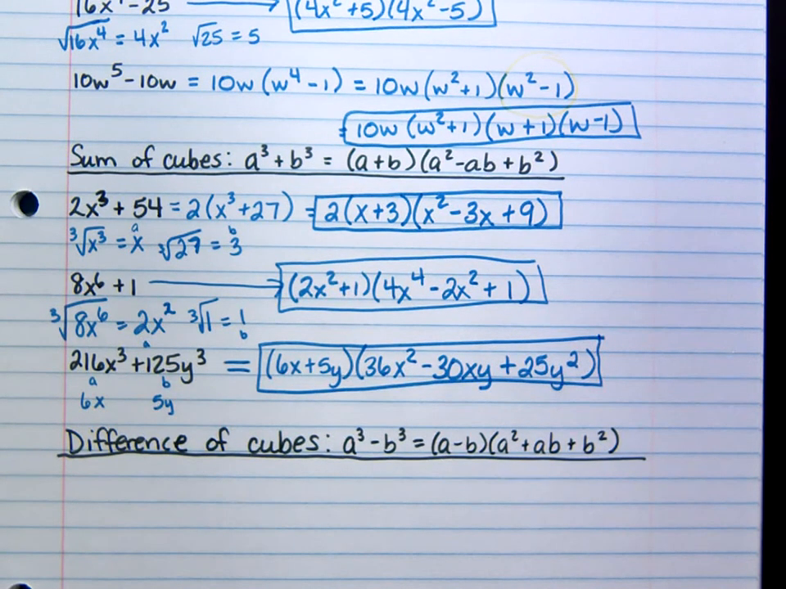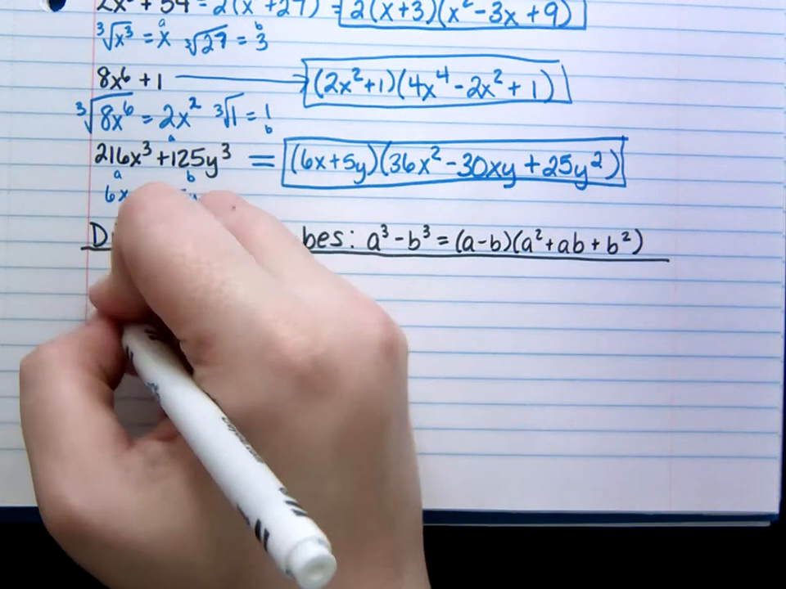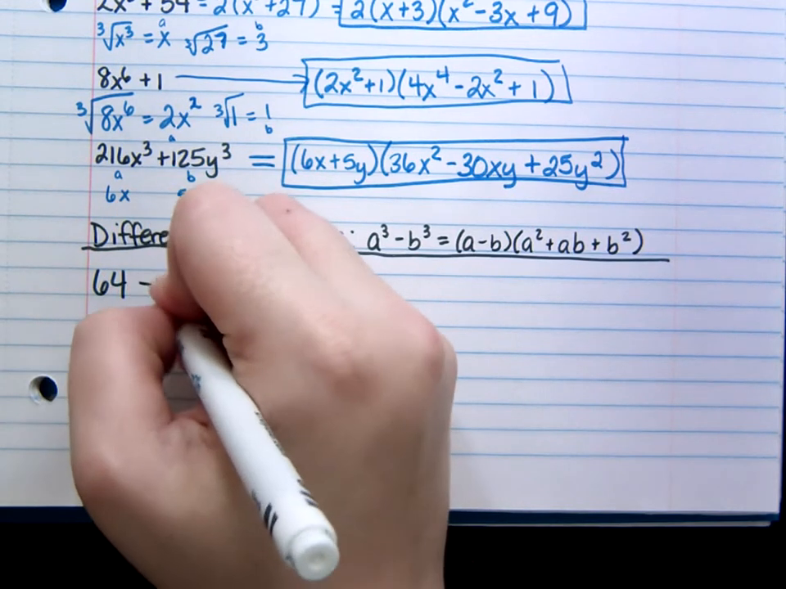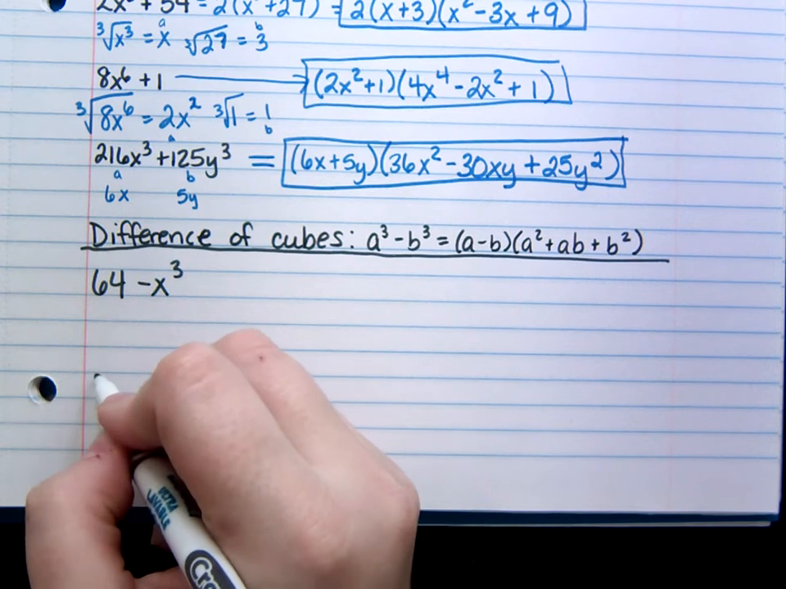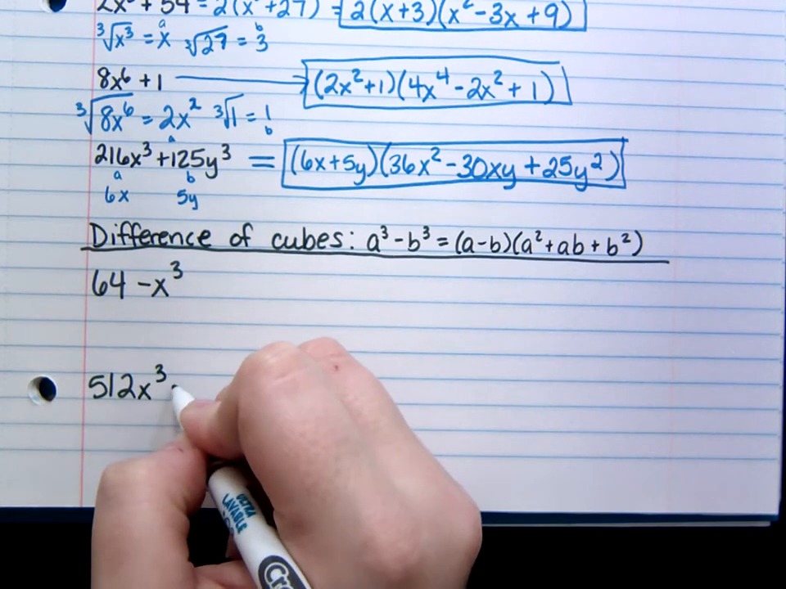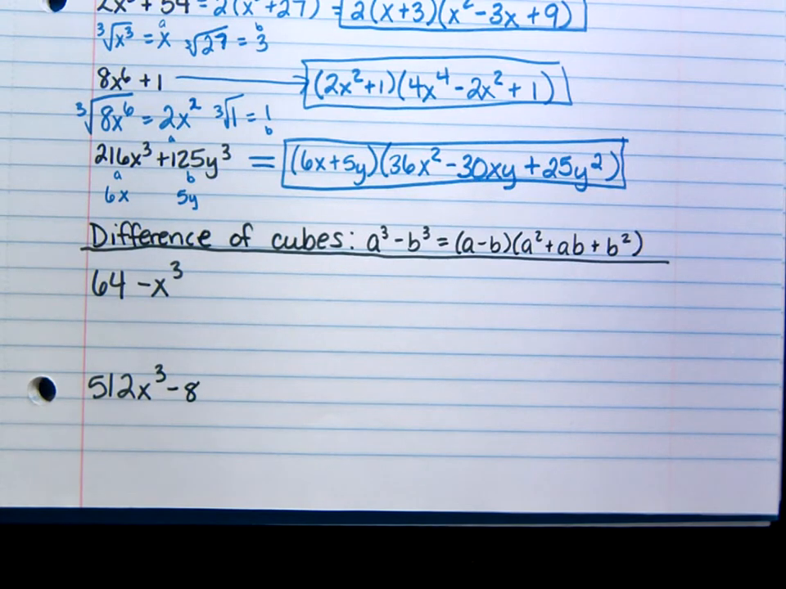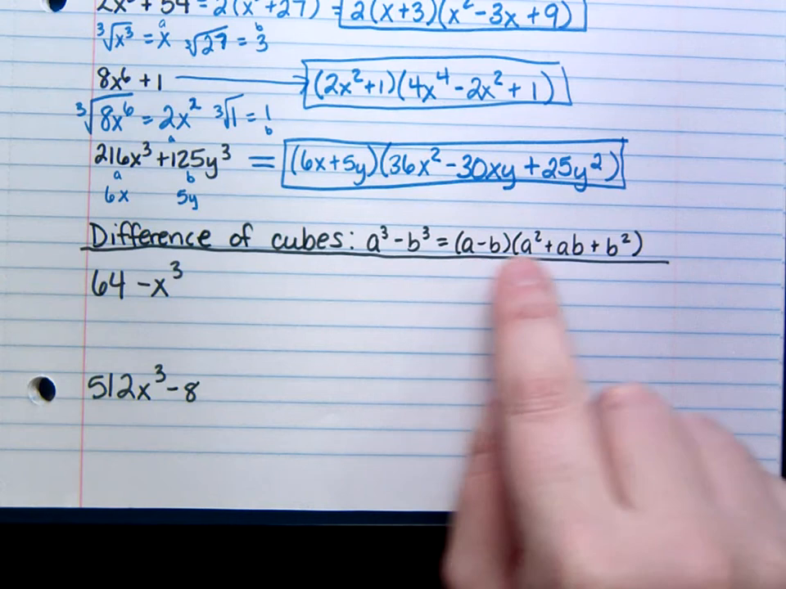Now, difference of cubes. I did not write down my problems. I should probably do that. Okay, so let's start with 64 minus x cubed. Now, the difference of cubes is pretty much the same exact process as it was for the sum of cubes. The only difference is your signs here and here are switched.